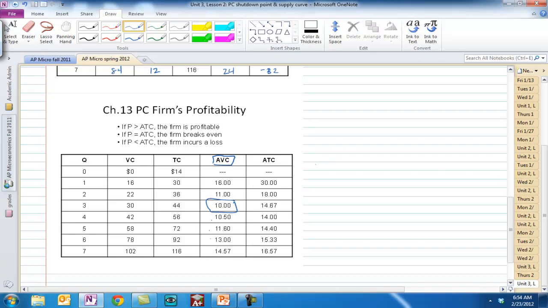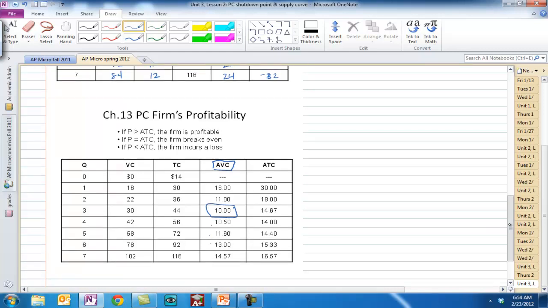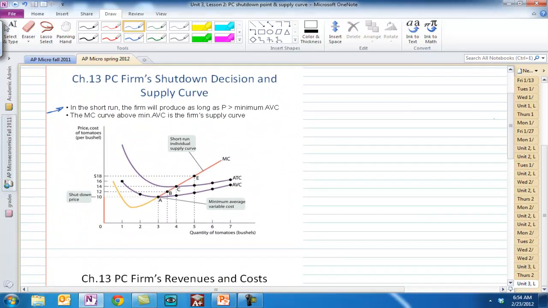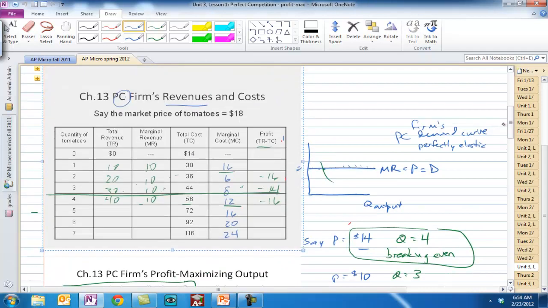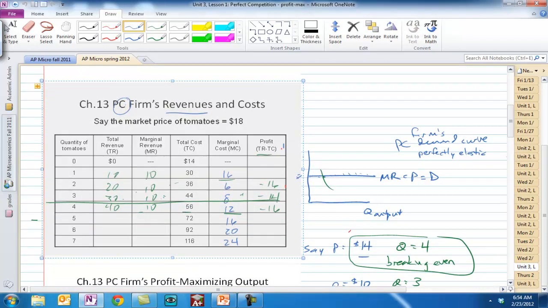In other words, if the price is above $10, they will continue to produce, even if they're losing money. If the price is below $10, they will shut down immediately. If the price is equal to $10, we would say they're indifferent between shutting down or continuing to produce. On this graph, we see that $10 listed as the shutdown price there, corresponds with point A at a quantity of 3. And let's go back to what we did yesterday to try to help explain why the firm would choose to do this.